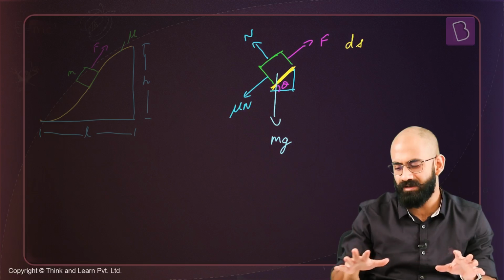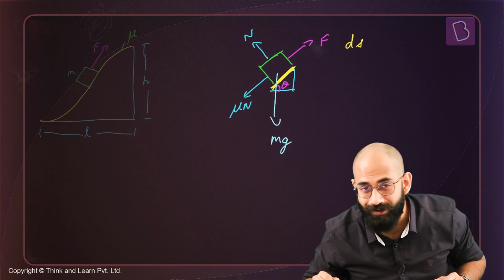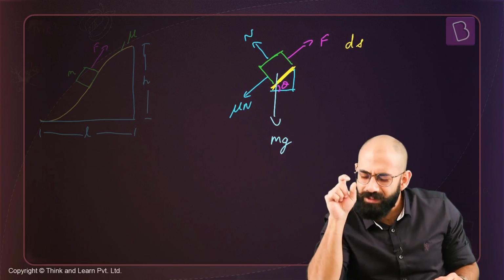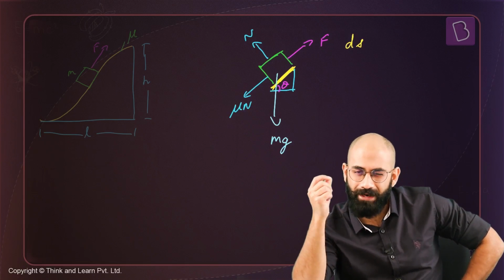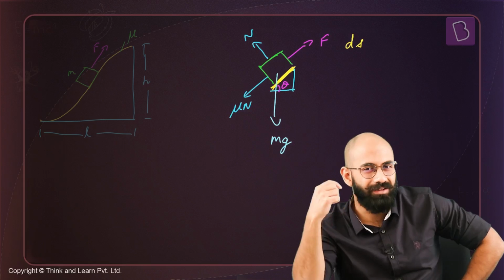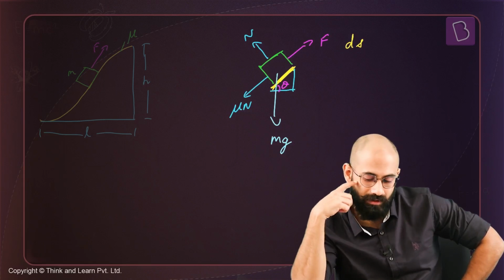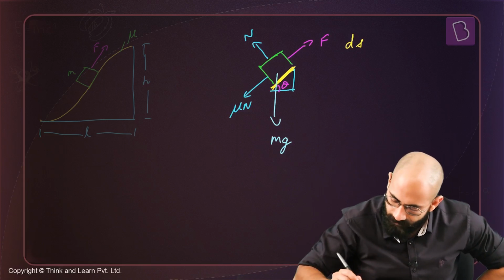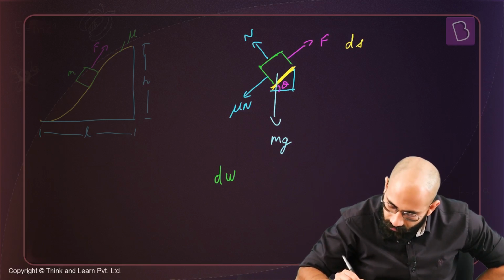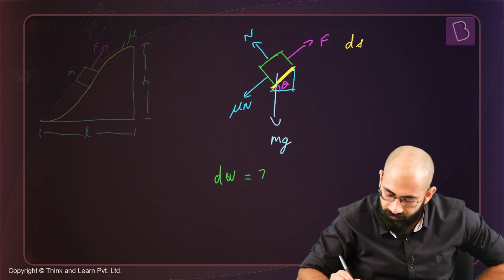Okay. Now this is our free body diagram for this infinitesimally small distance. Now, we'll have to find the work done in this small case. Let's call it dW. But how will you find the work done? Let's say dW is the work done, and you have to find this. How will you find that?